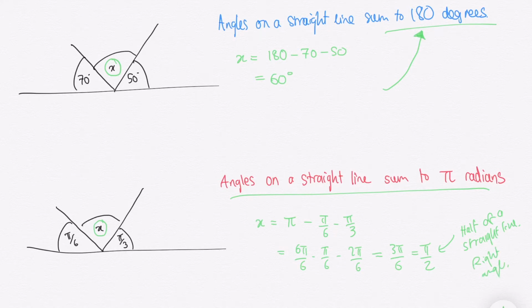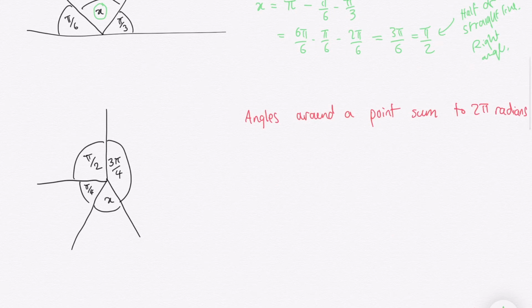Okay, so if we know that the angles on a straight line sum to pi radians, then the angles around a point must sum to 2 pi radians. So again, pause your video and try and find the value of x here.